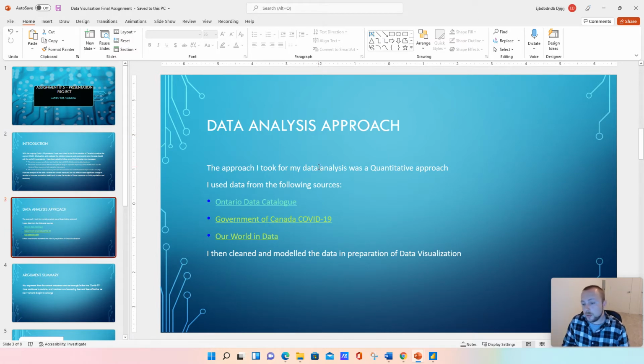So the approach that I took was a quantitative approach. My whole approach is to just look at the numbers and determine what the numbers are telling me. So the following sources are the ones that I used for my data analytics: the Ontario Data Catalog, the Government of Canada COVID-19, and Our World in Data. After looking at these three data sets, I grabbed the most effective data. I cleansed that data, and then I modeled it all together to prepare for the data visualization.